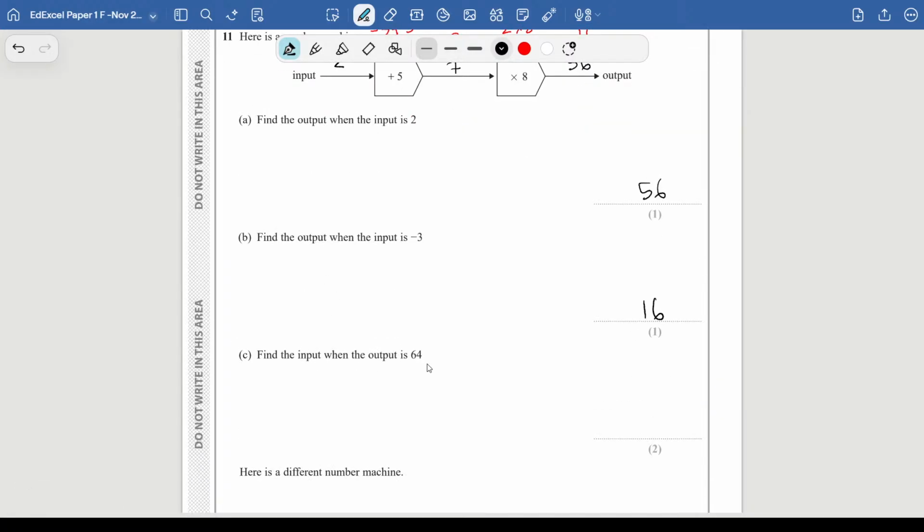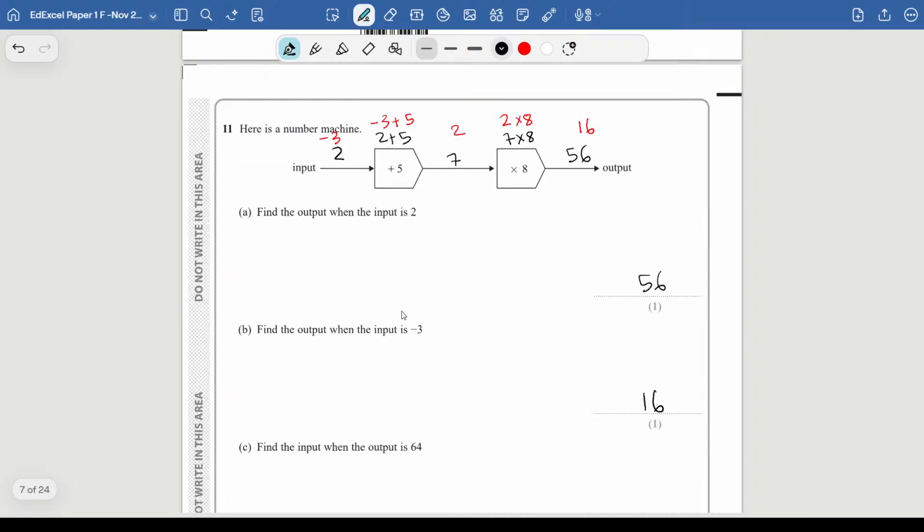Find the input when the output is 64. Now here it says the output is 64. You have to find the input. So here we have to go in the reverse direction. So all the operations will be reversed, or in terms of like we have to find the inverse of this operation. So if you plug in 64, instead of timesing it with 8, you have to divide by 8 here.